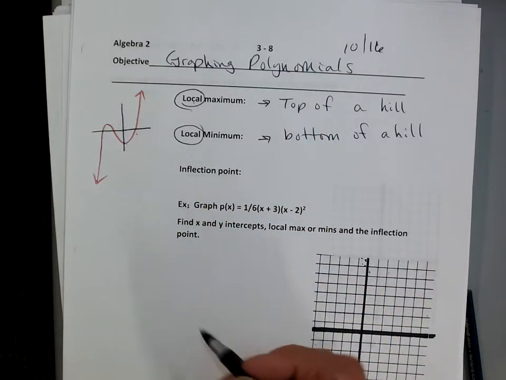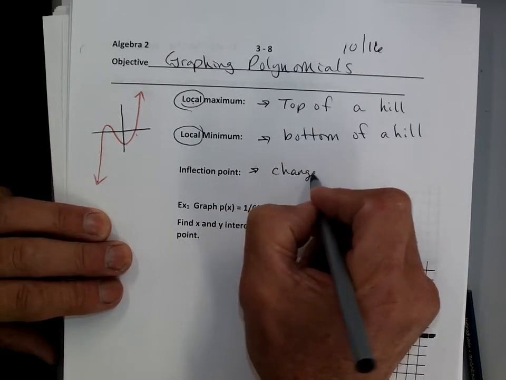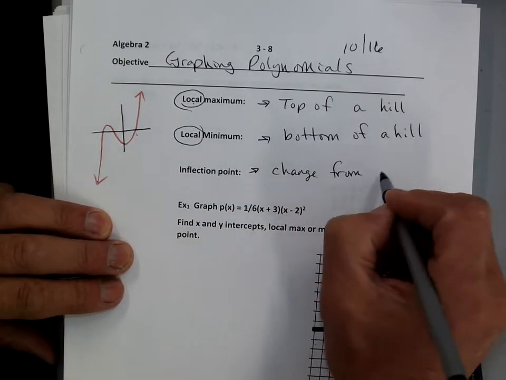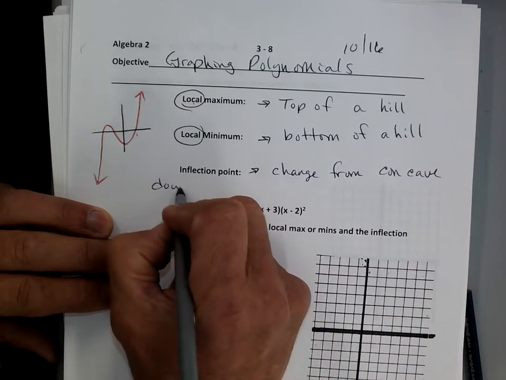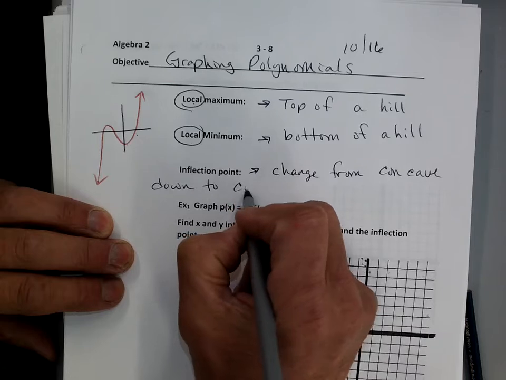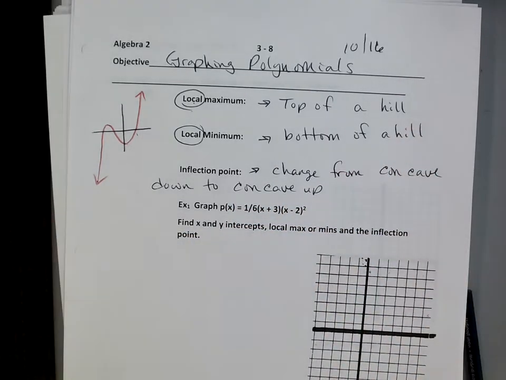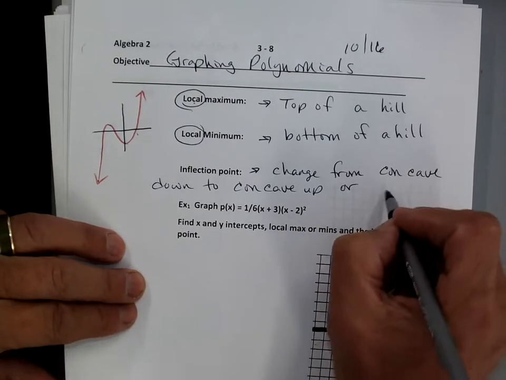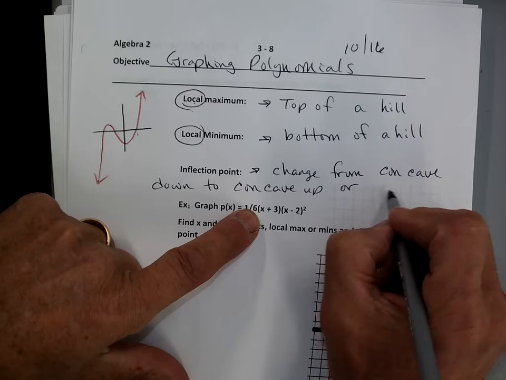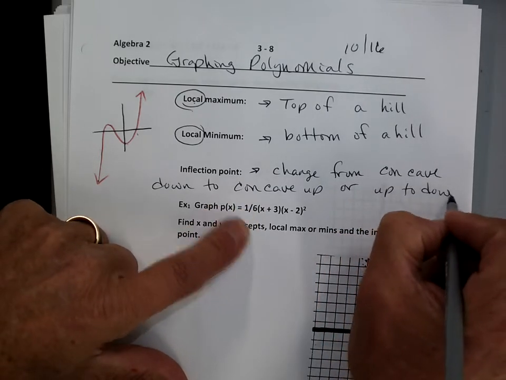Now the inflection point is where you change from concave down to concave up. Okay, let me show you. Or vice versa, the other way around. Down to up, or up to down. I'll show you what I mean.